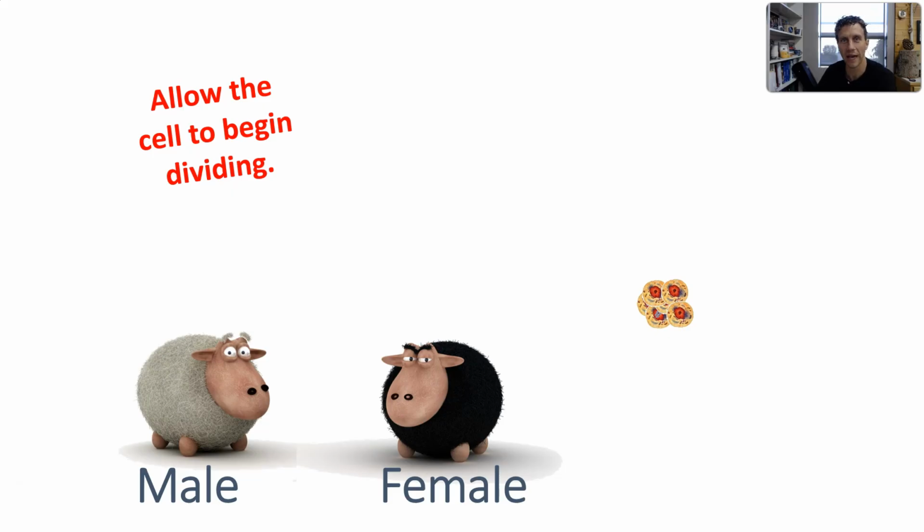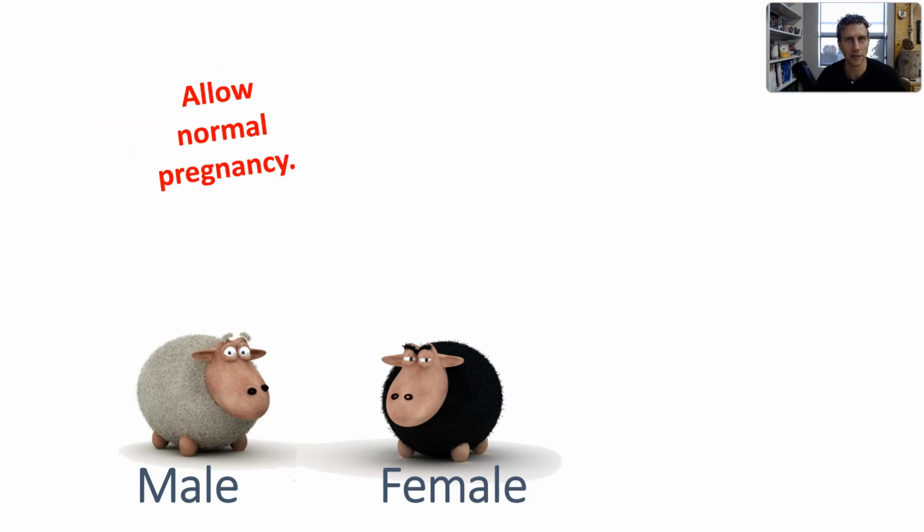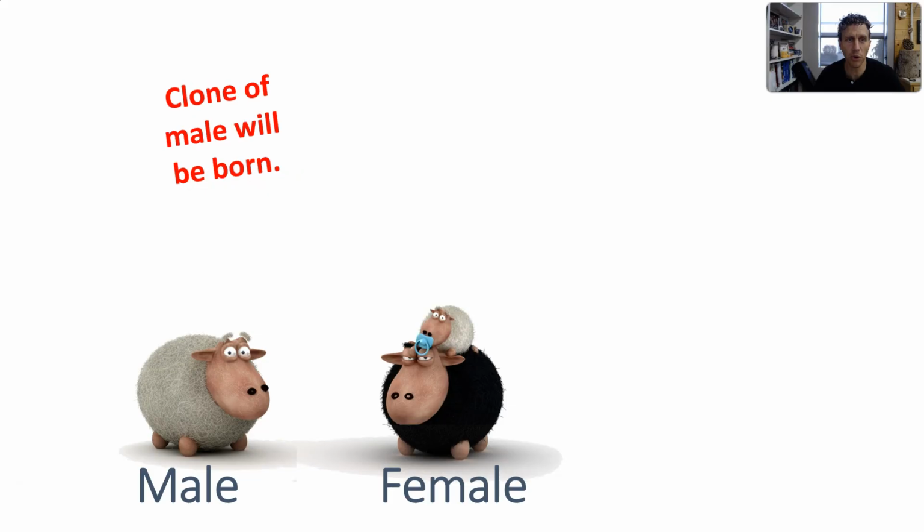We all began as fertilized eggs as well, and that fertilized egg divides and divides and divides and forms big, beautiful you. Okay? So now we take this embryo and we're going to put it inside the female sheep, inside the womb, the uterus, and allow for normal pregnancy. Okay? What happens? Boom! Clone of the male will be born. Look at how happy they all are. What a lovely family.